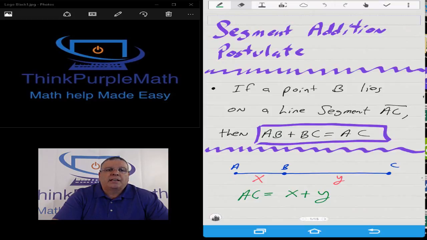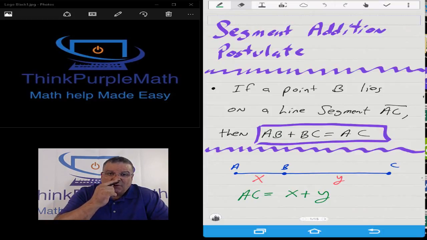Today's topic is the segment addition postulate. You notice on the screen next to me a little bit of a definition of what the segment addition postulate represents. If you have a point B that lies between A and C on a line segment, then the segment addition postulate, listed there in the purple box, says that AC is equal to AB plus BC. And that can be represented in a few different ways, algebraically and in words.